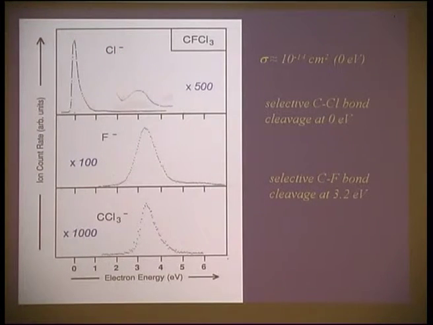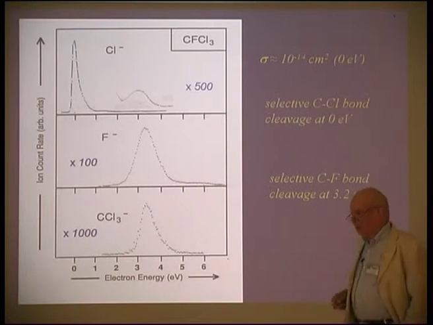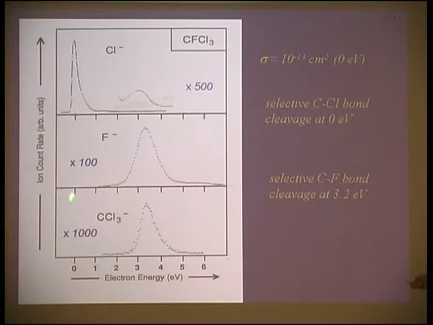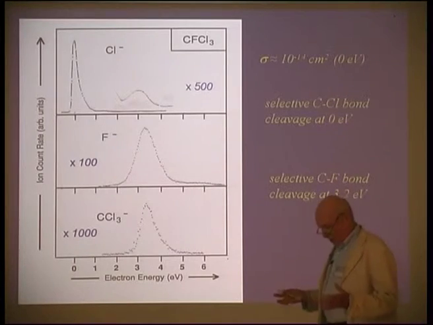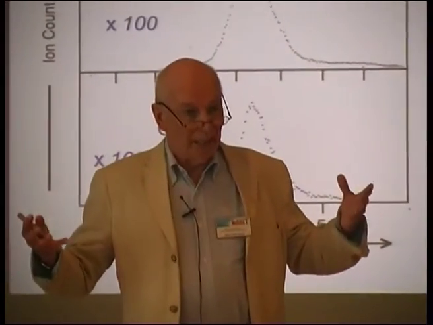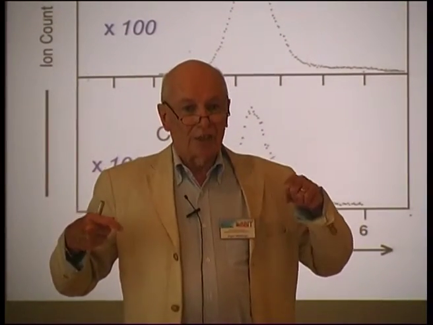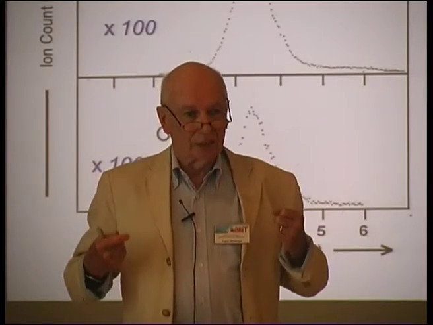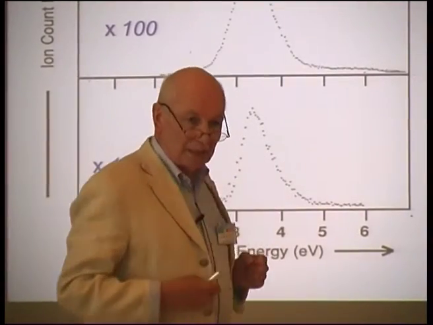So in very, very simple language, in reality it's much more complicated, you would say you occupy with the extra electron an antibonding CCl orbital, and in this case an antibonding CF orbital. In any case, this is what happens if you shine electrons on halogen-containing molecules. You all know that halogens like electrons, and no wonder that dramatic things appear.